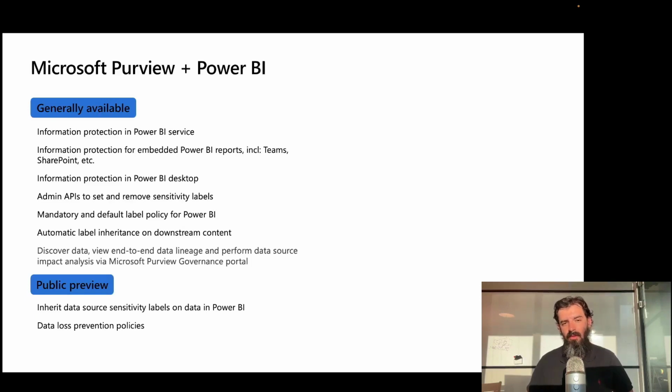mandatory and default label policies ensuring that new content created in Power BI is applied with sensitivity labels, and also downstream inheritance that we saw in the demo before. We also have a great integration with the Purview data map, enabling you to discover sensitive information in Power BI using Microsoft Purview. Other new capabilities that we introduced are in the area of data loss prevention policies, which is another Microsoft Purview solution to help you be compliant and safeguard your sensitive data.